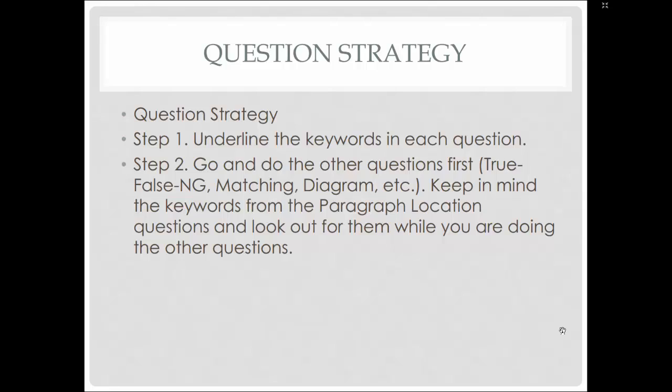So I'm going to repeat it. Step number one, underline the keywords in each question for the paragraph location question. Underline or circle the keywords. Keep them in your mind. Then leave the paragraph location question and go do the other questions in that reading passage set. Now, you want to keep in mind the keywords from the paragraph location question and look out for those keywords while you're doing the other questions. That's going to make the paragraph location question so much easier to handle and manage.